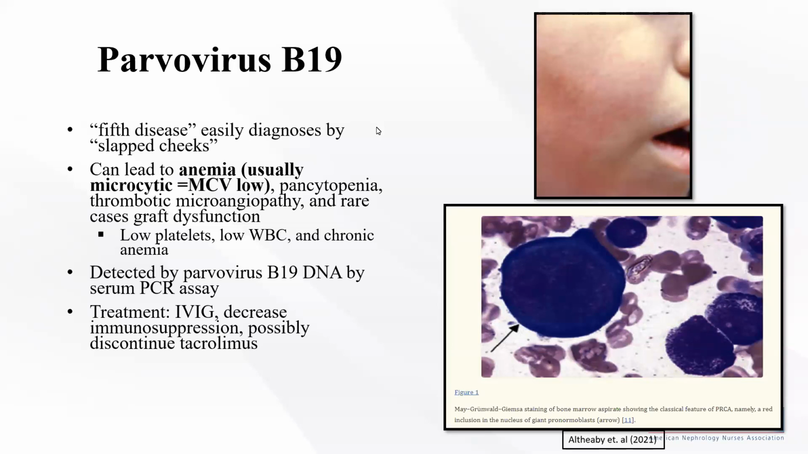And the most classic symptom you're going to see on the patient is a slapped cheek. Their cheeks are very rosy and very red. It looks like somebody literally slapped them in the cheek. That's usually parvovirus or fifth disease that you're seeing. It can lead to anemia. The most common thing that we do see is anemia. Usually it's a microcytic anemia.